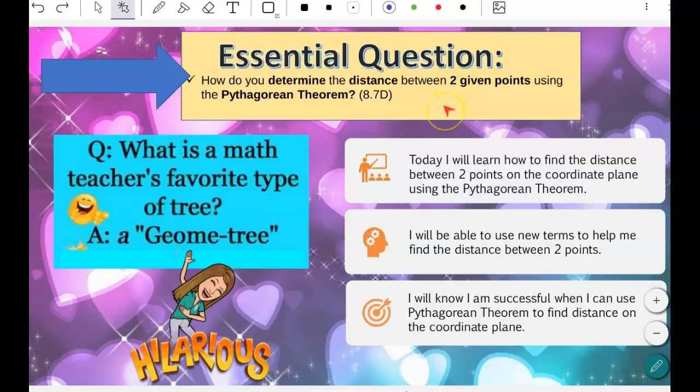How do you determine the distance between two given points using the Pythagorean theorem? Today, I will learn how to find the distance between 2 points on the coordinate plane using the Pythagorean theorem. I will be able to use new terms to help me find the distance between 2 points. I will know I am successful when I can use the Pythagorean theorem to find the distance on the coordinate plane.